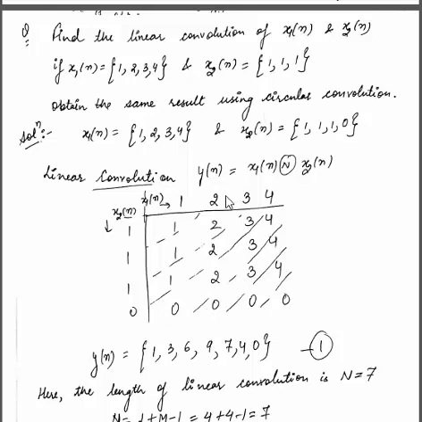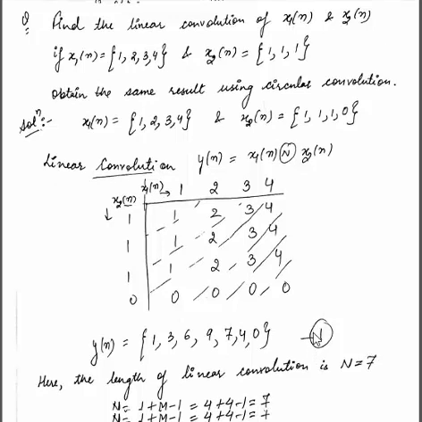Then add the elements along each diagonal. 1, then 1 plus 2 is 3, 1 plus 2 plus 3 is 6, 2 plus 3 plus 4 is 9, then 3 plus 4 is 7, then 4, then 0. That is the result of linear convolution, and we write it as equation number 1. Now the length of the linear convolution is 7: 0, 1, 2, 3, 4, 5, 6, that is 0 to 6, which means 7 samples.